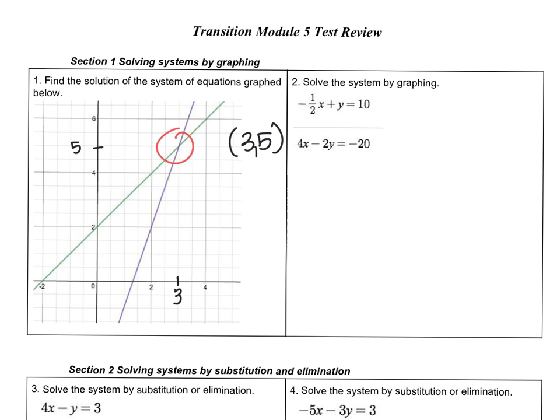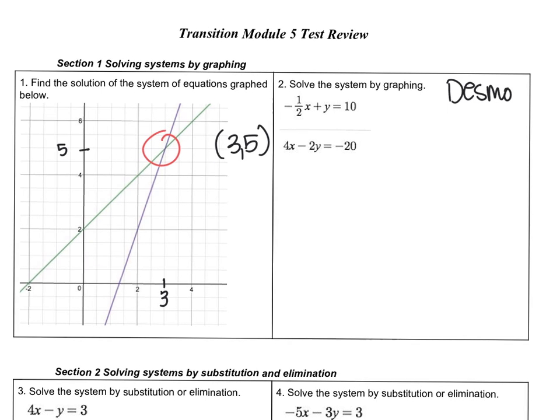Okay. So for question 2, we're given a system of equations and we want to solve it by graphing. So we are going to use Desmos. We can just graph the two lines in Desmos and find their intersection point. And when I graph the two lines in Desmos, we get that they intersect at the point (0, 10).